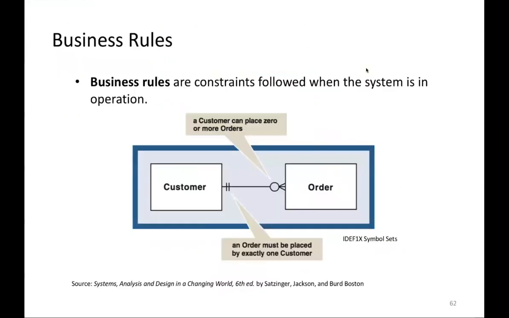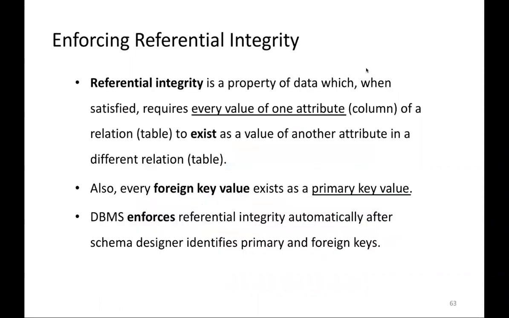Business rules for ERDs are those constraints followed when the system is in operation. As you can see here, when we add those multiplicities, we put a constraint that a customer can place 0 or more orders. This has to be validated in the SRS at the end. Also, when we use the double bar notation, an order must be placed by exactly one customer. This is a rule that should be validated in the specification phase. Or you could even do it at the end of the analysis phase before you provide more specification in the SRS document. In addition to the business rules, we also need to enforce referential integrity.